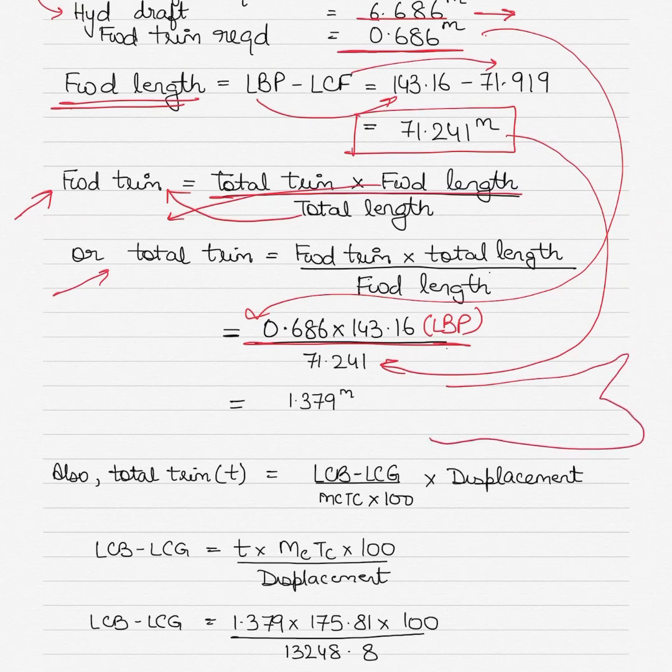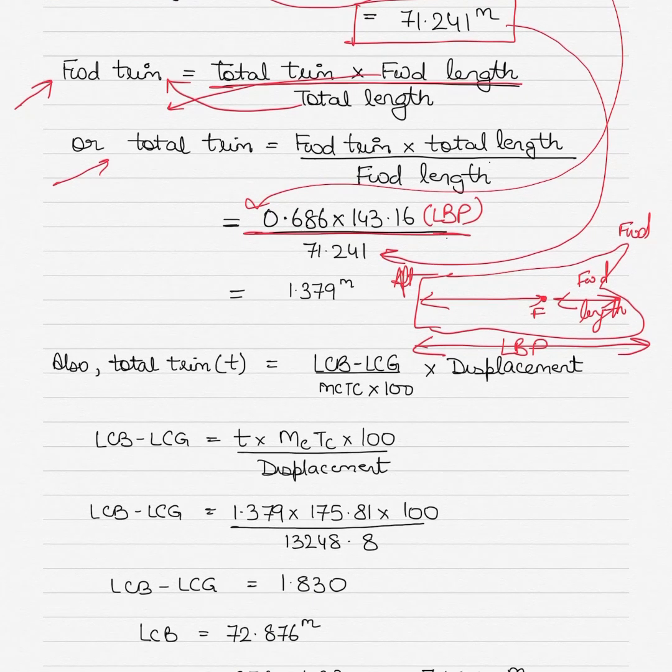So if you imagine this to be your ship, this is the aft part, this is the forward part. This here between the aft and forward perpendiculars is LBP, and this distance here till the center of flotation is LCF. So LBP minus LCF will give you this distance here, which is the forward length. This is the forward length, about which you have to reduce the trim. So the total trim that you get is 1.379 meters from this formula.